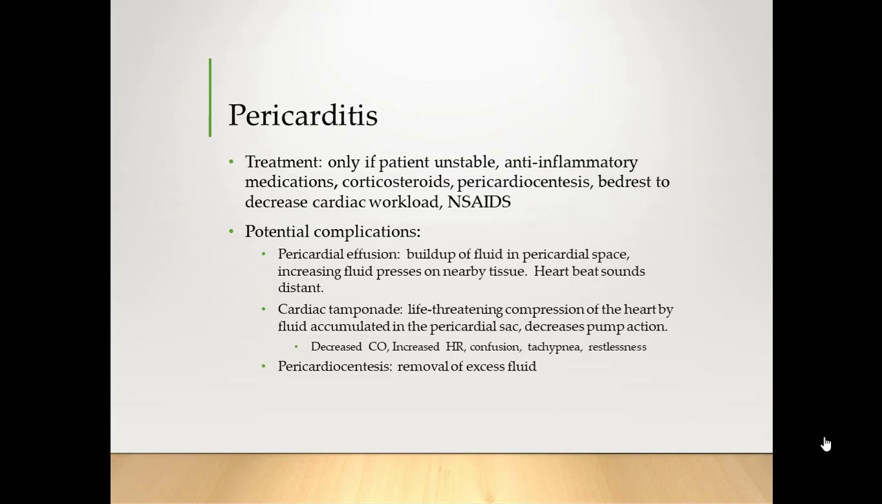Complications. They might have a pericardial effusion, where there's a whole bunch of buildup of fluid in that pericardial space between the heart muscle tissue and the pericardium. It'll kind of muffle the heart tones, and this is when they're going to need that pericardiocentesis to get rid of that fluid. If that fluid is not taken off soon enough, we're going to see what's called cardiac tamponade.